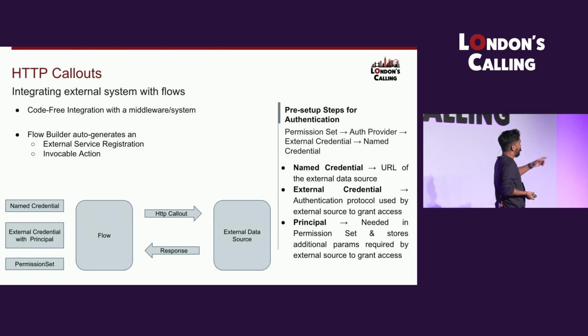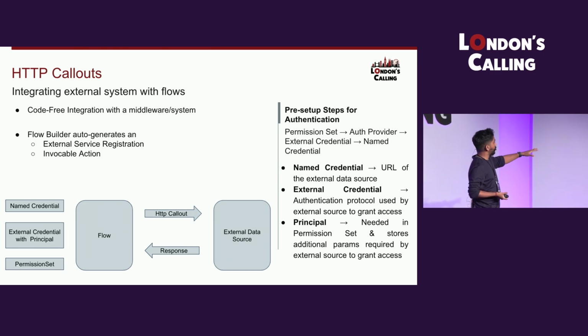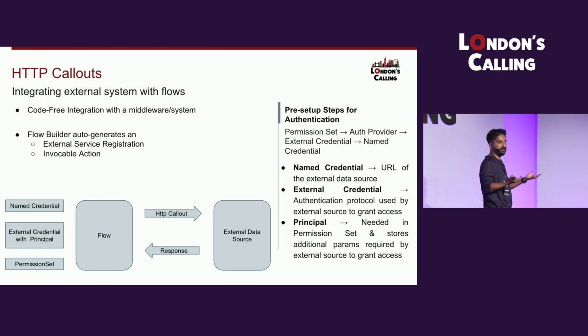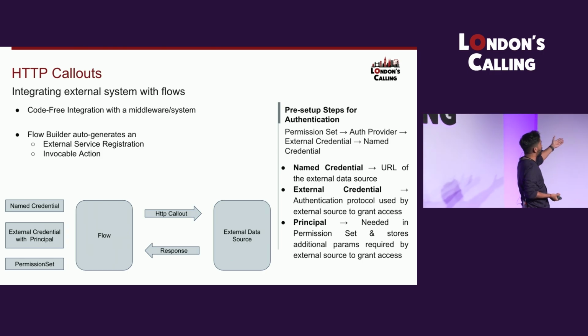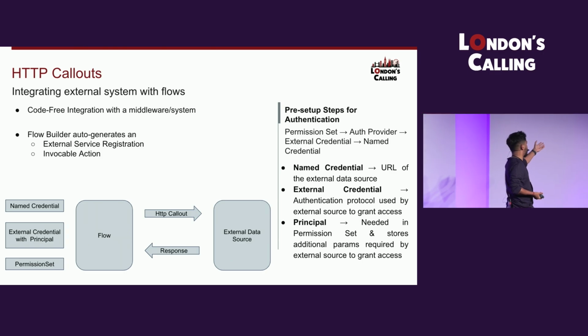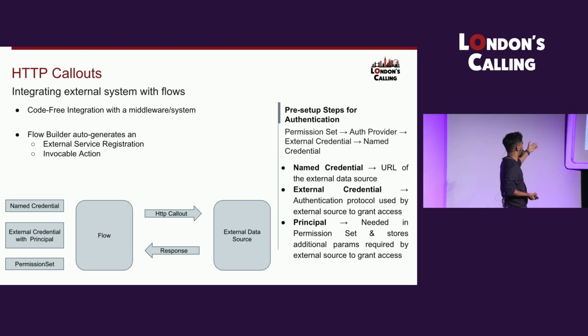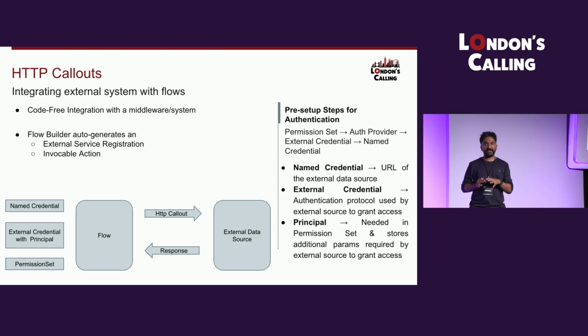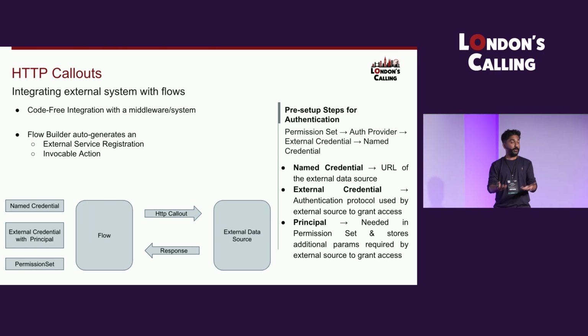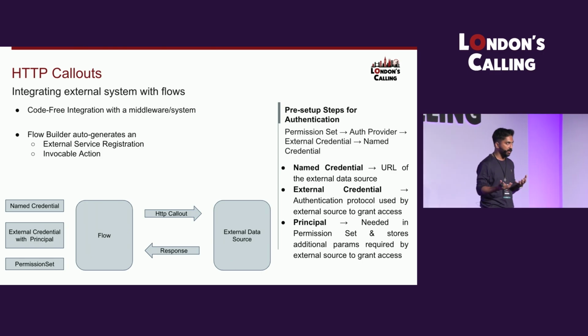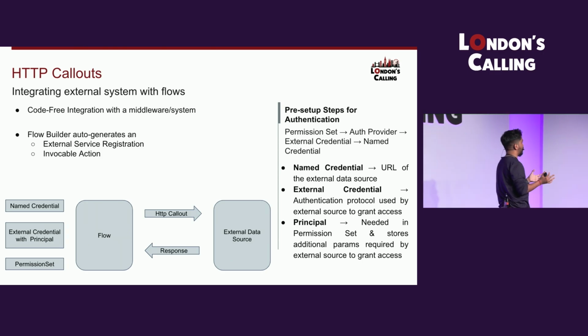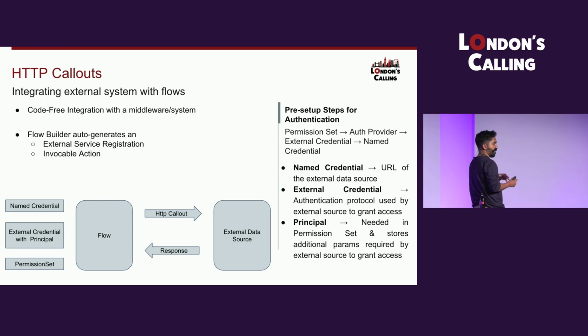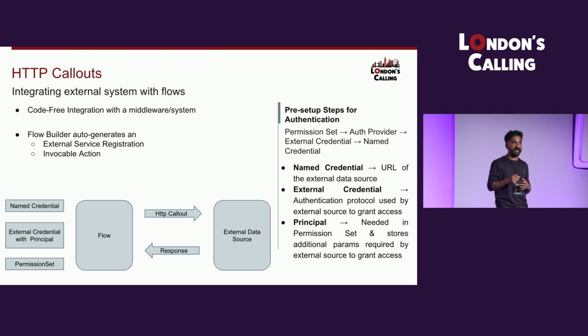So for authenticating into this external data source, with an HTTP callout, you need to have a name credential, an external credential with the principal, as well as the permission set. The name credential is sort of the new version of name credential. It just contains the external source URL. The key thing happens in the external credential area, where you mention the authentication protocol.